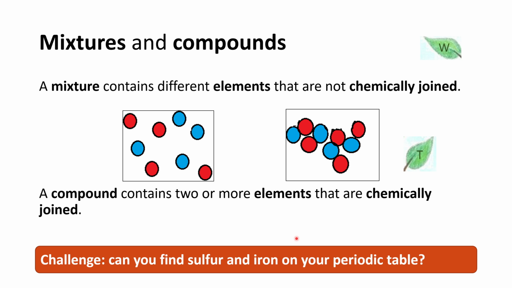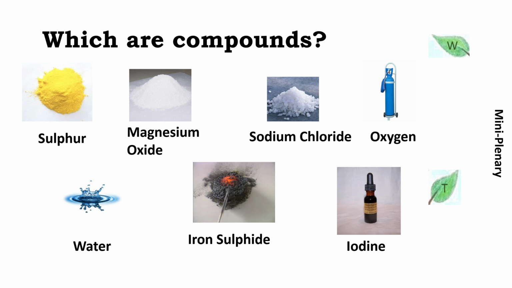So before you go on, on your periodic table, I'd like you to find where sulfur and iron is. Once you've done that, unpause the video. So, which of these are compounds? So pause it, have a little think. And let's have a look. So I'm going to write E for element and C for compound.